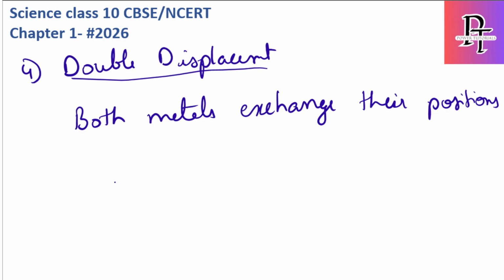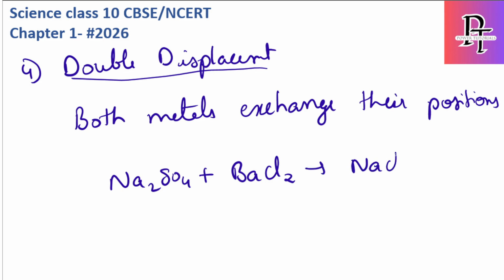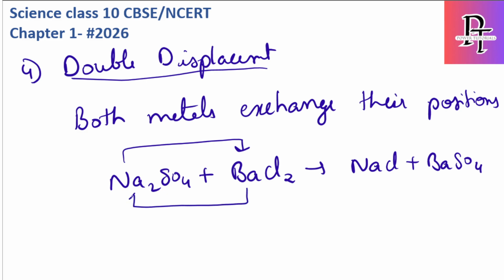One of the best examples they give in all the textbooks is Na2SO4 plus BaCl2, which is barium chloride, which gives rise to NaCl and BaSO4, which is barium sulfate. So what is happening here? Sodium is more reactive than barium. So barium will be replaced with sodium and barium will take the place of sodium.